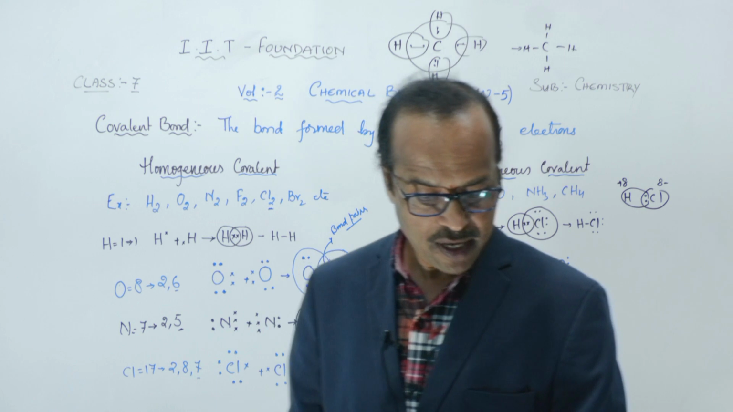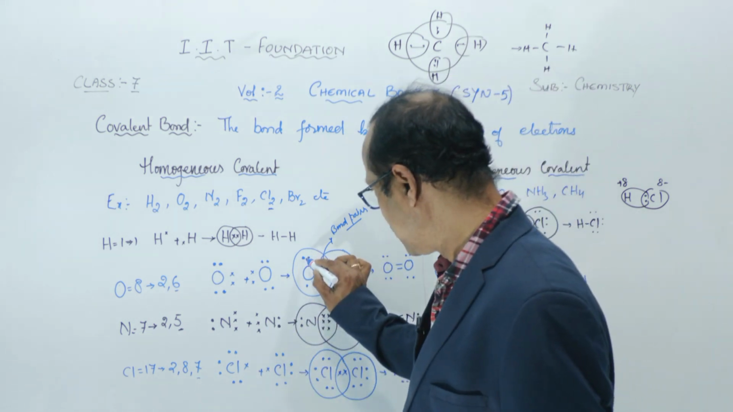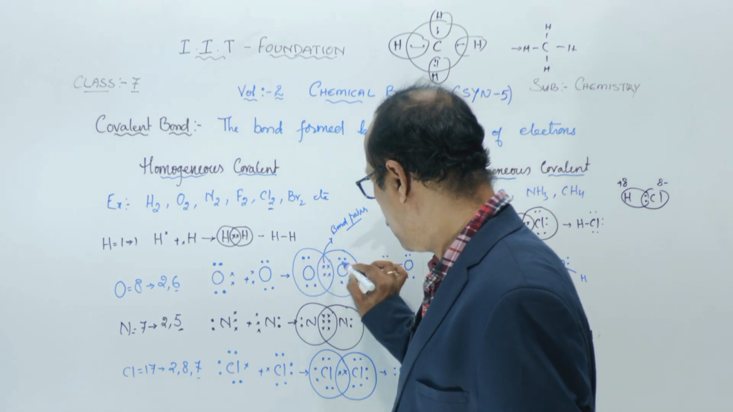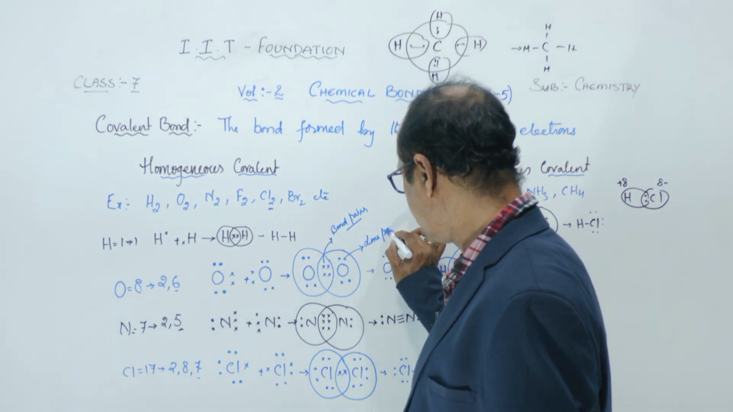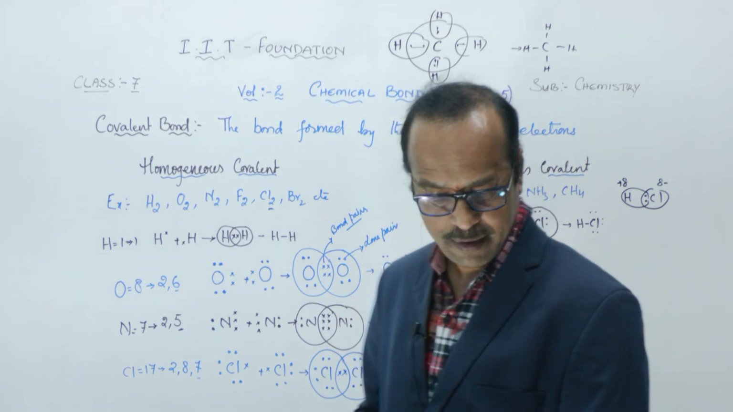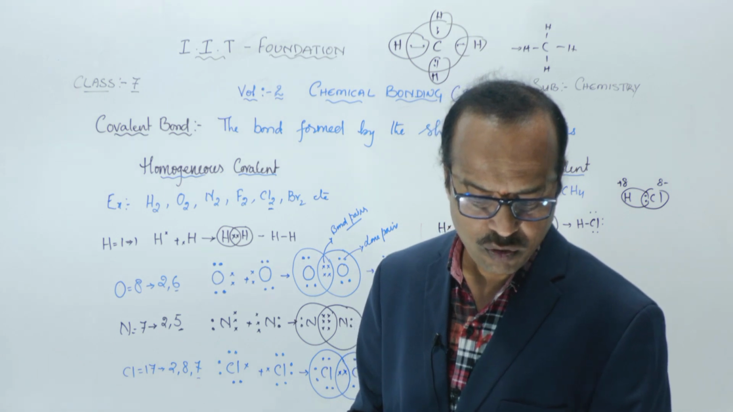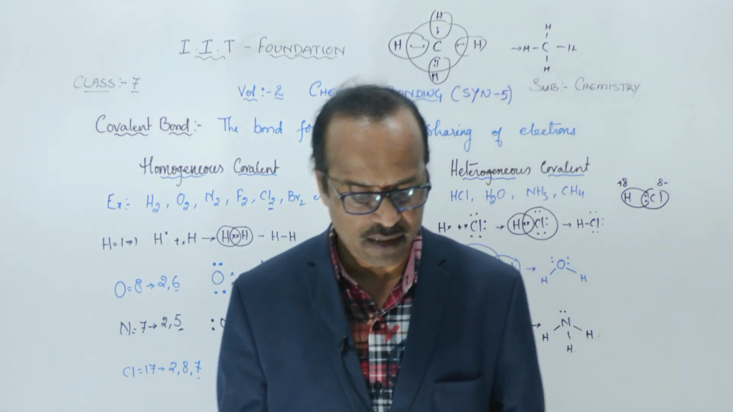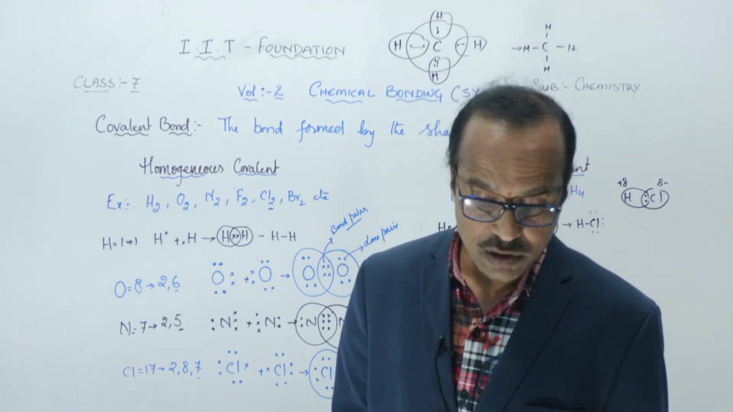Next, the electron pairs not involved in the bonding. They are called lone pairs. They are not participating. So, these are lone pairs. So, the option is the fourth one. Okay. Next, the force of attraction between the inert gas molecules.